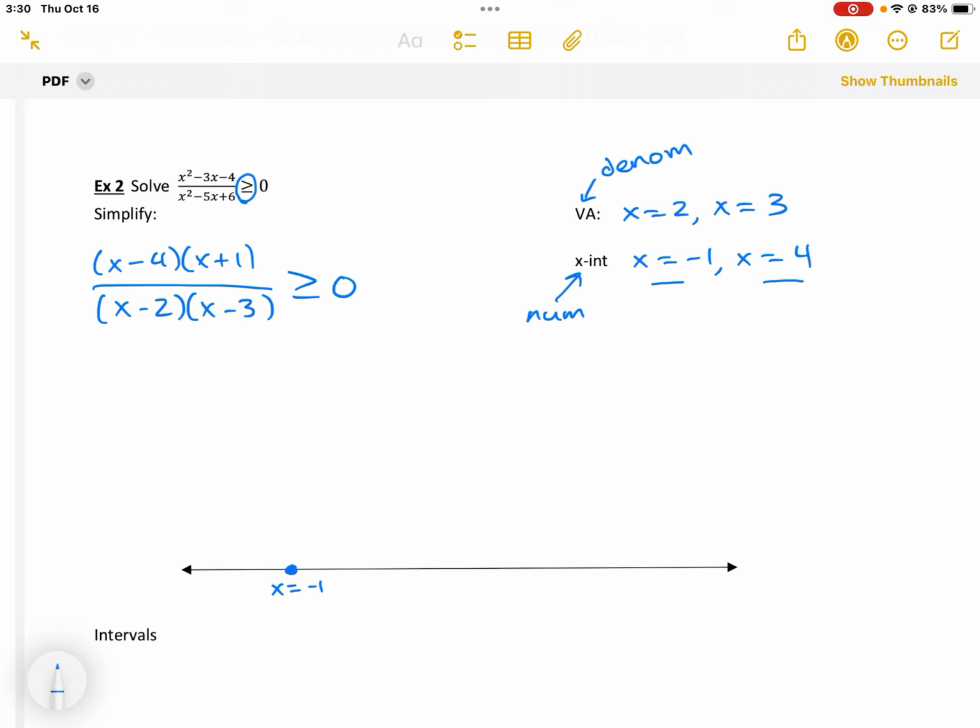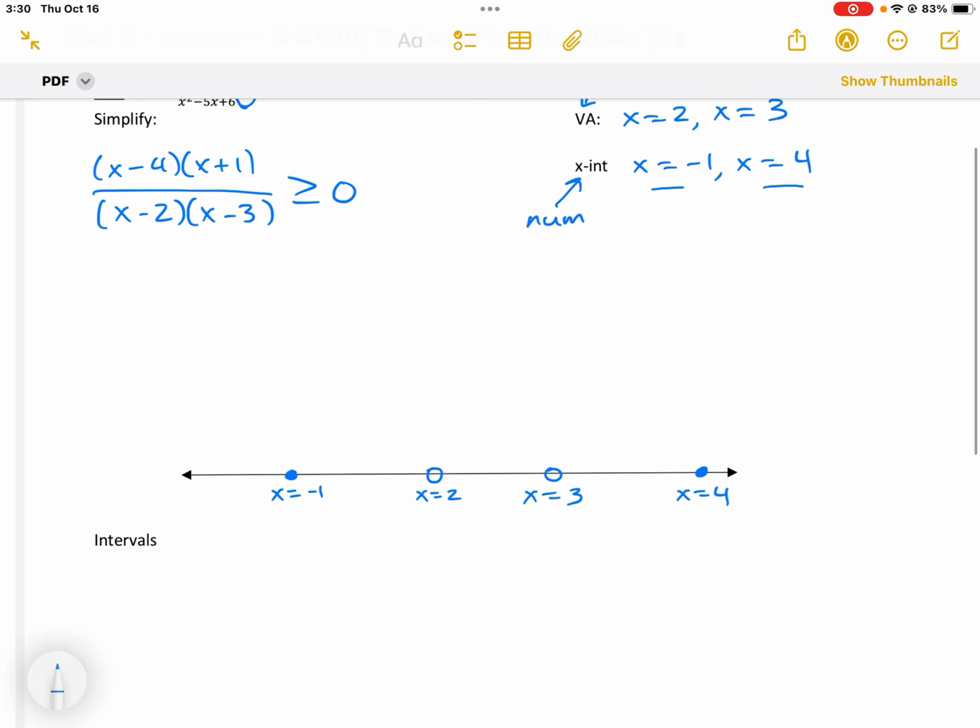My next one is 2. That is a vertical asymptote. So I'm going to use an open circle. Then I'm going to use an open circle for x equals 3 because that's also a vertical asymptote. And then I'm going to use a closed circle for x equals 4.